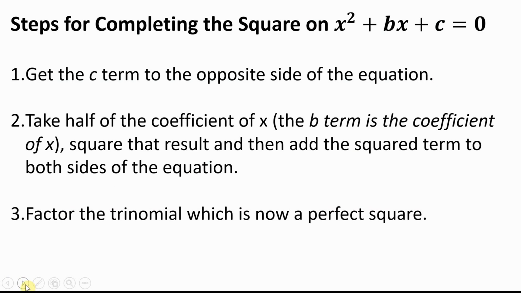So the steps for completing the square on x squared plus bx plus c equal to 0. We're going to get that c term, that constant out there, by itself, on the other side of the equation. And then whatever term is multiplied to x, that's called the coefficient of x, that b term, you're going to take half of that. And then when you get half of that, you're going to square it. So say, for example, b is 10. I take half of 10, I get 5. Then I square it, I get 25. Then I add 25 to both sides of the equation.